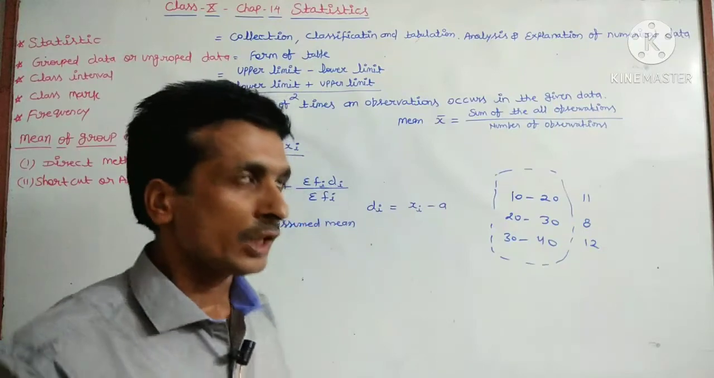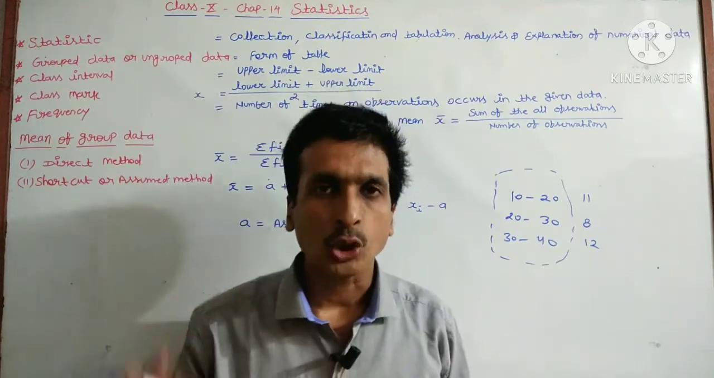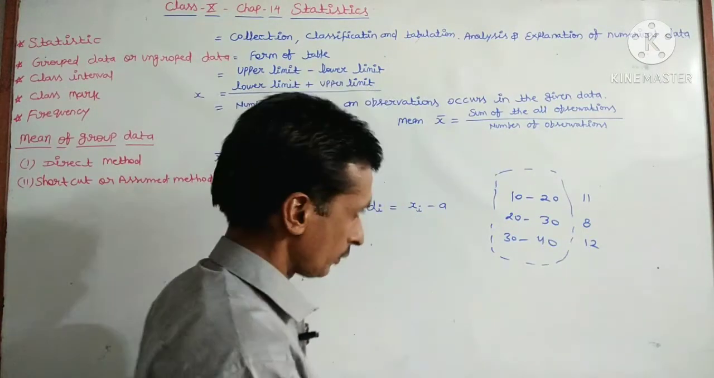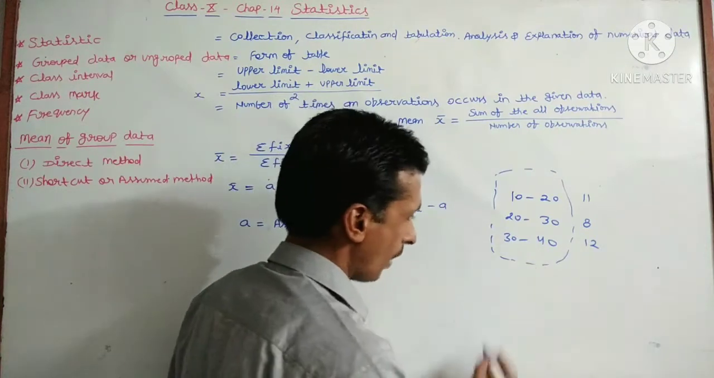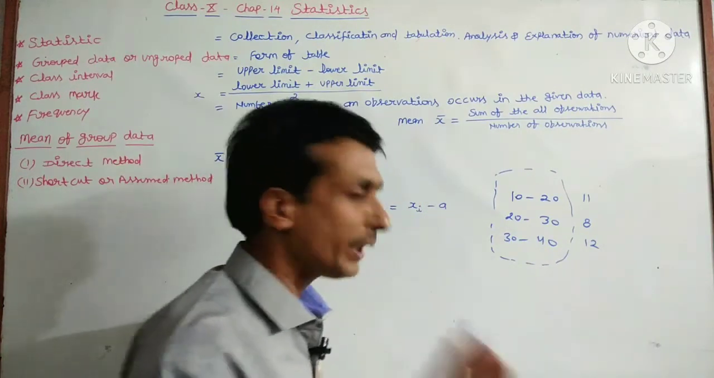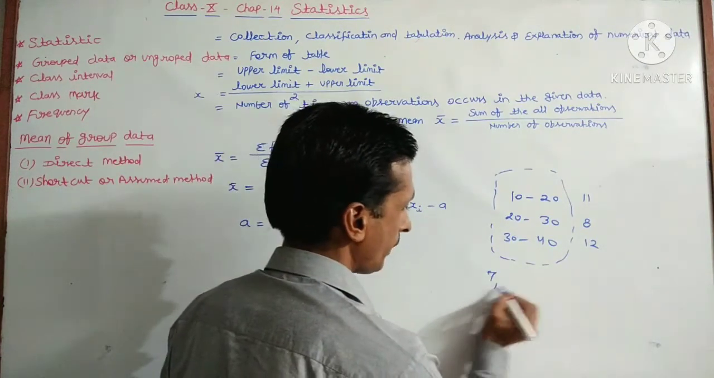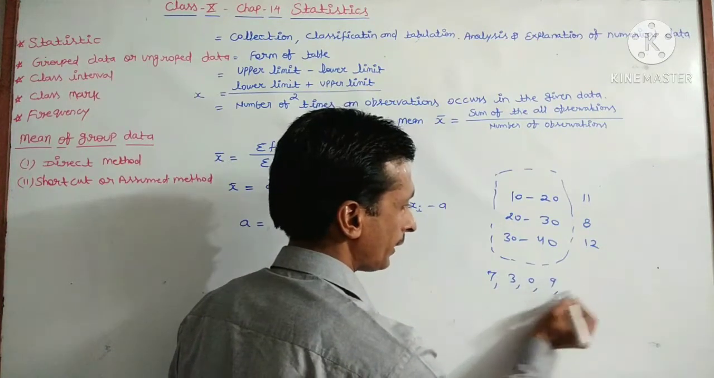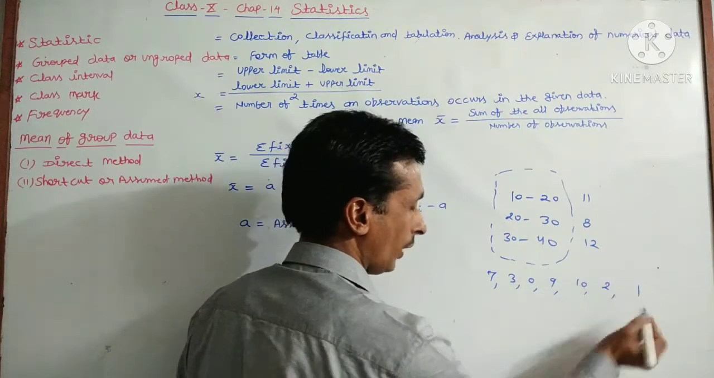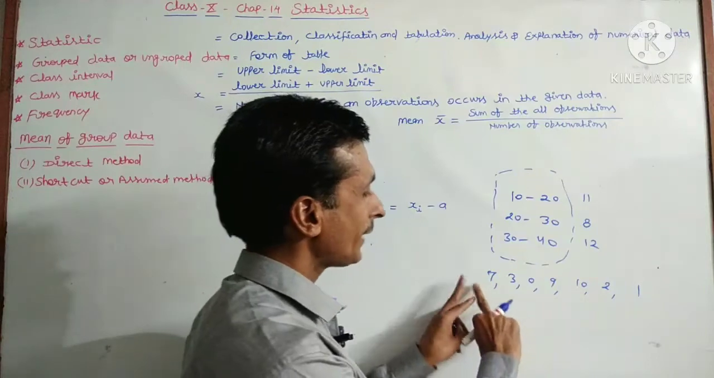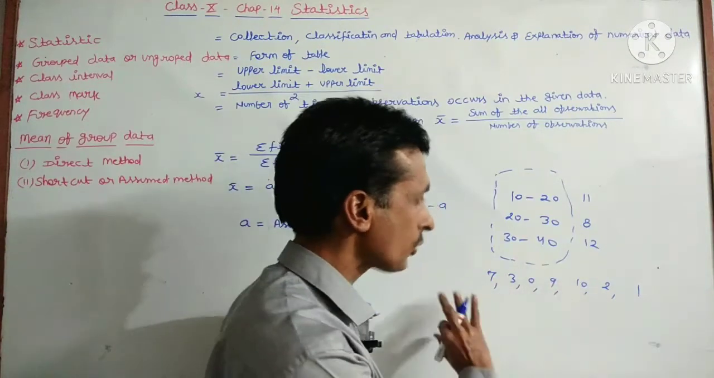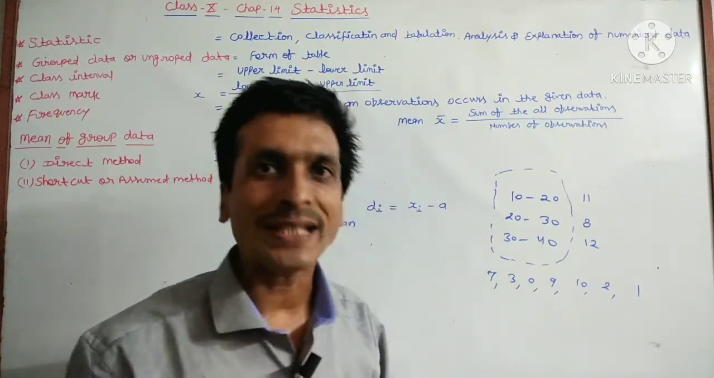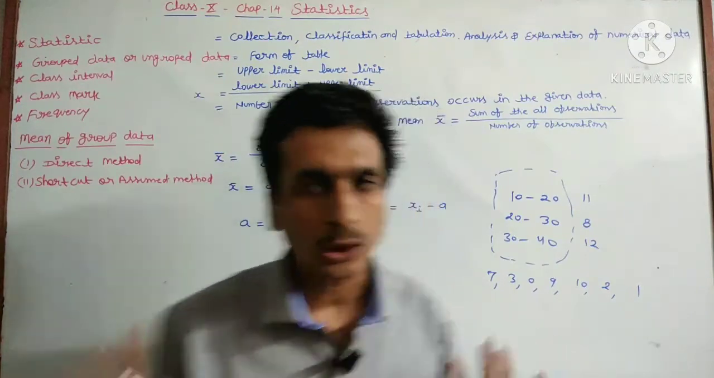Ungrouped data: if you are sitting in the class and the teacher organized one test, students obtain marks in this test out of 10. Here it is, suppose, 7 and 3, 0, 9, 10, 2, 1. And this data you can say is ungrouped data because this is not systematic. So this is called ungrouped data. I think you can understand.